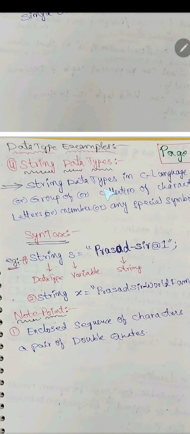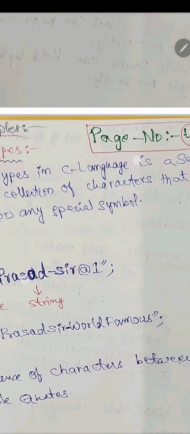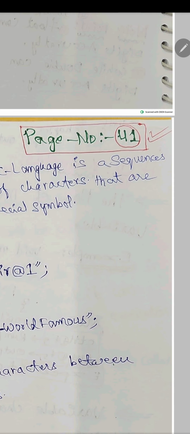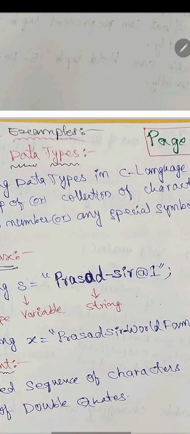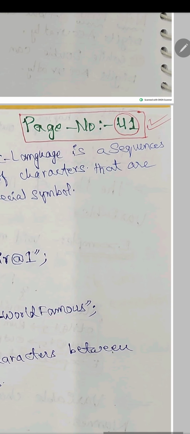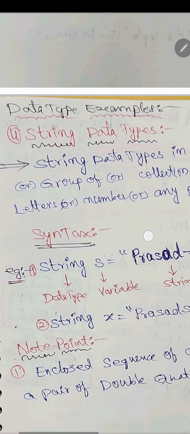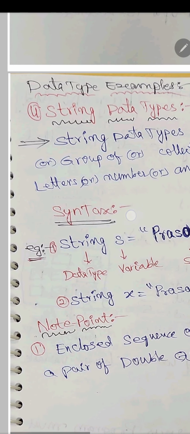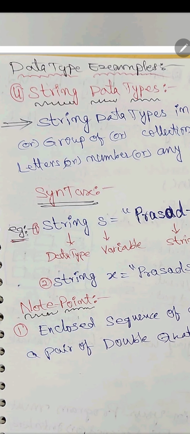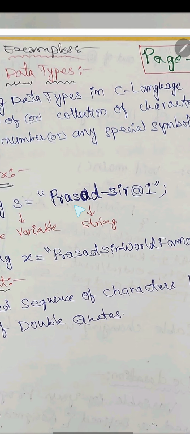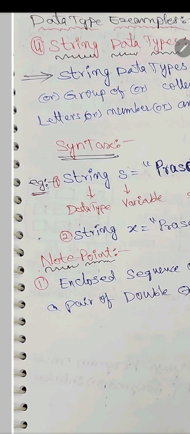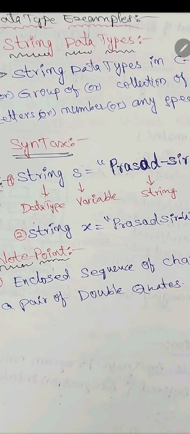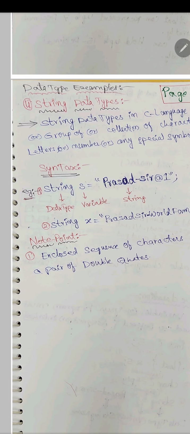And we have the string data type. A string data type in C language is a sequence, a group or collection of characters that are letters or numbers or any special symbols. So, a group of characters is called a string. String s equal to, in double quotation, Prasad sir, at the rate, special symbols also there, this is the example. Here string is a data type, s is a variable.